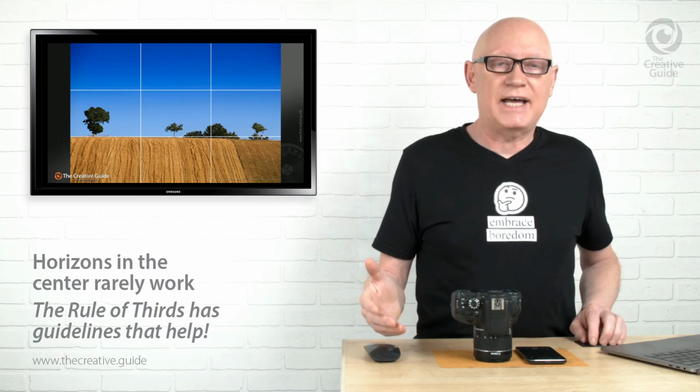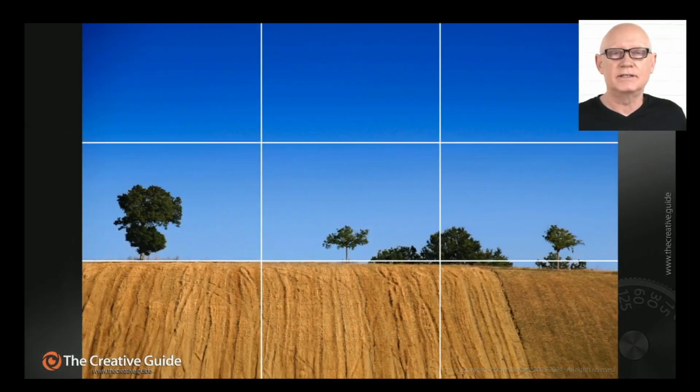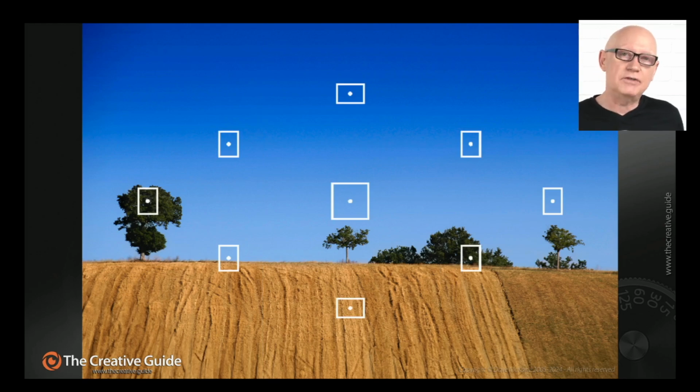So if we have that, then we can look at ways to make our shots more interesting. So using those lines, and remember, as I said, it's a guideline, it's not a rule, put it on or near where the thirds are. And again, if you've got focus points, a small number of them, you can use those to indicate where the horizon line should be in your shot.